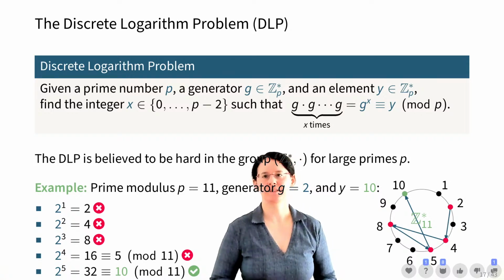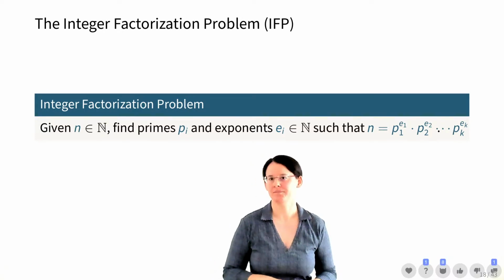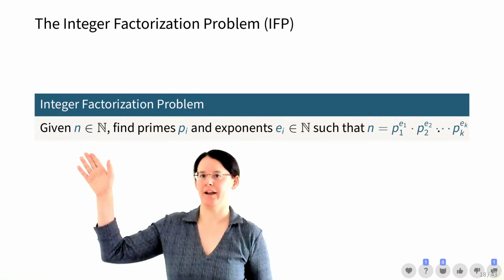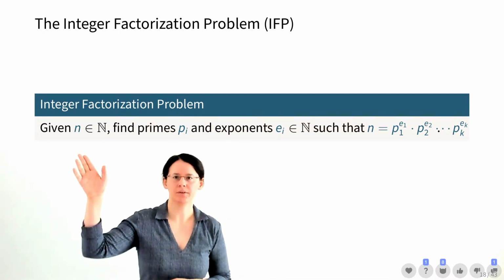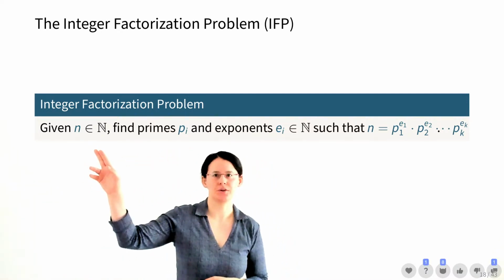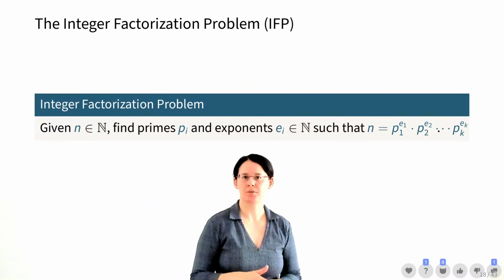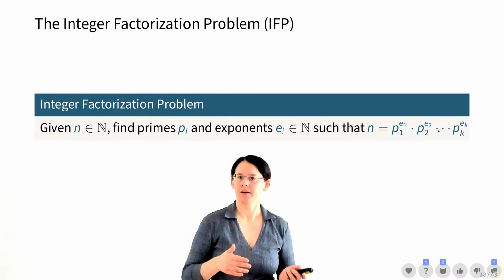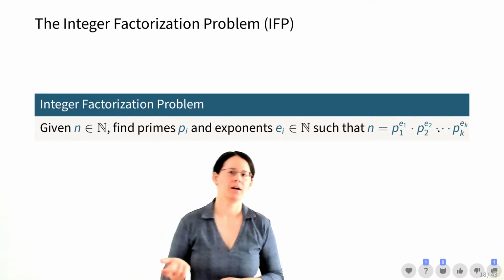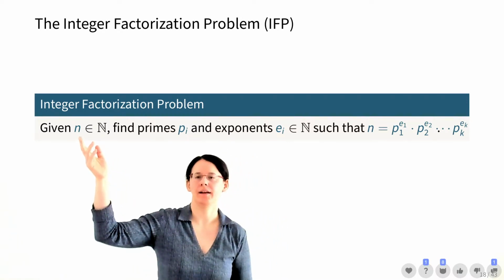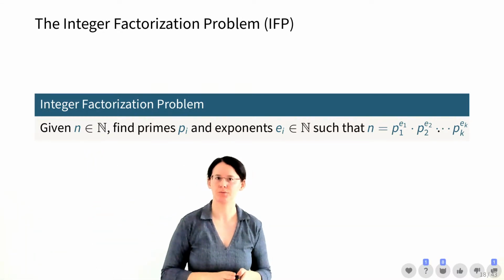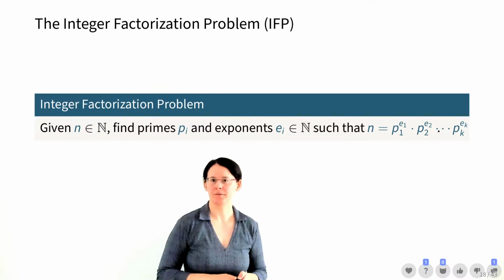There is one other problem, and that's the so-called integer factorization problem. This is a bit easier to explain because it simply states you're given a number n, any natural number, and you're supposed to find all the prime numbers that this number is composed of, so all its prime factors and the corresponding exponents. This problem can be easy to solve in some cases, for example if n is a power of 2, even if it's very large, you could relatively easily find that it's only composed of 2's. But there are cases where this problem is pretty hard.